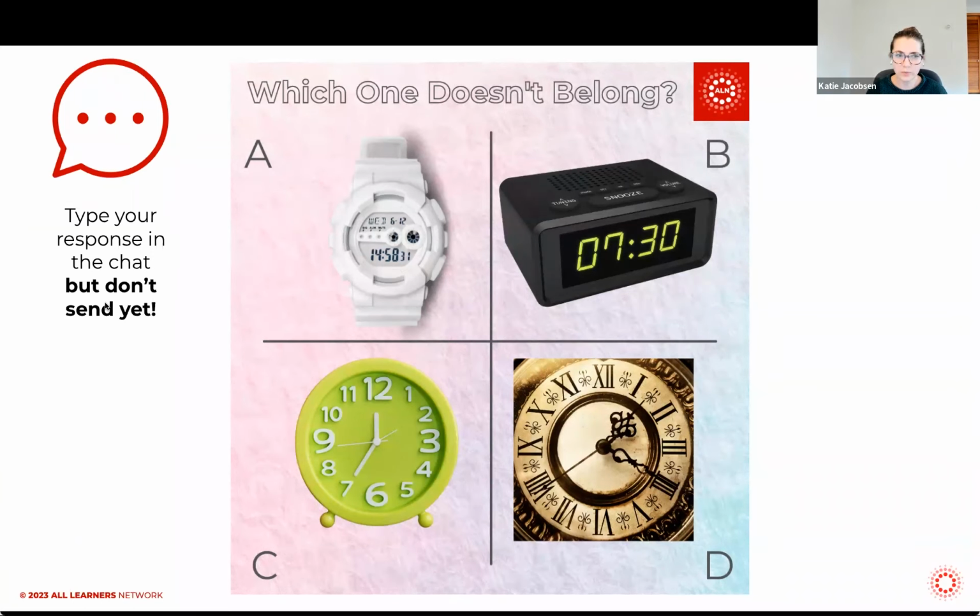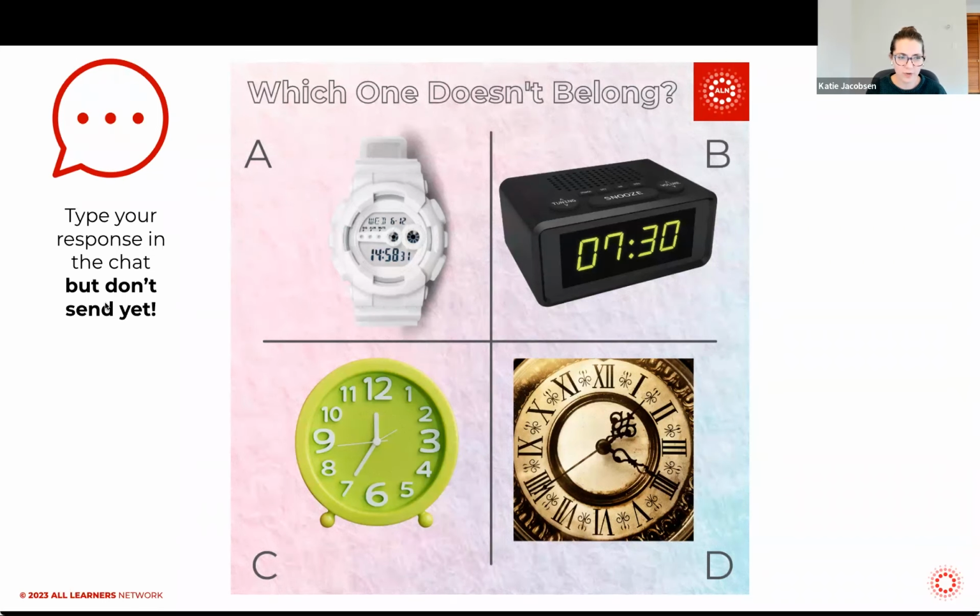Okay, so don't type yet, or don't press send yet, but just take a look at this. This is a routine called Which One Doesn't Belong? And in this routine, there are no right or wrong answers. It's just about justifying your thinking. So you see here on the screen 4 different choices. And I want you to think about which one doesn't belong, which one doesn't share an attribute that the other ones all share. Take a moment to think about that. As long as you have some sort of justification to back it up, then that's what's important. There's a way to justify each of the quadrants.